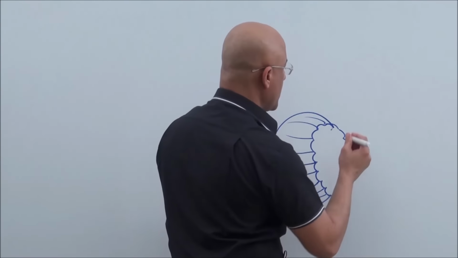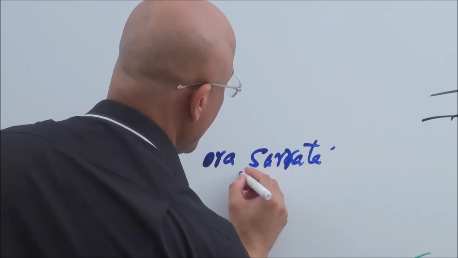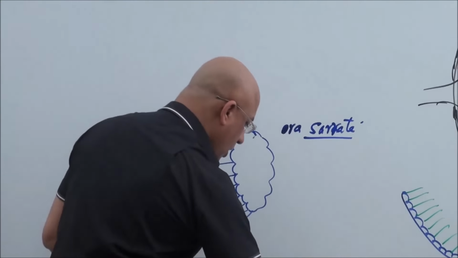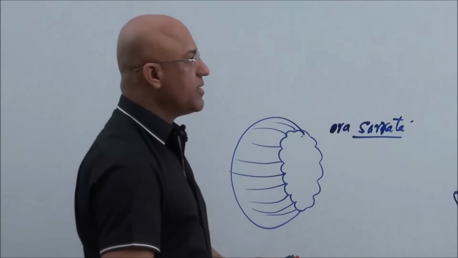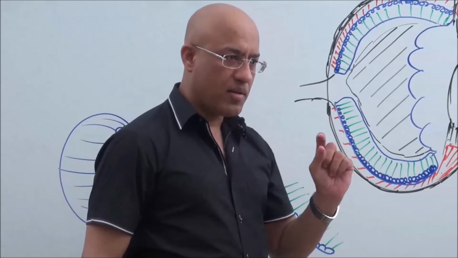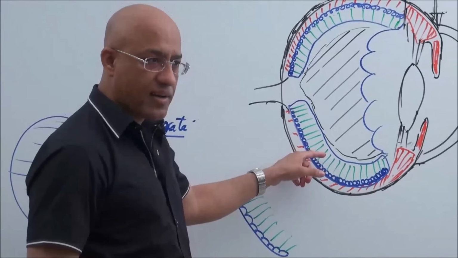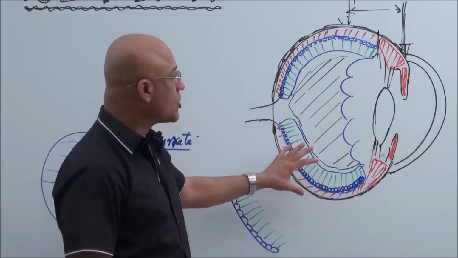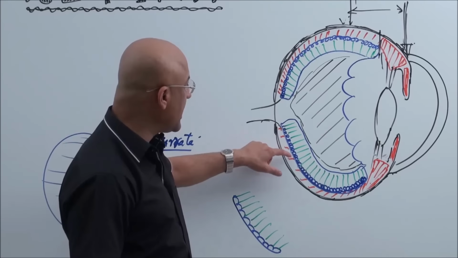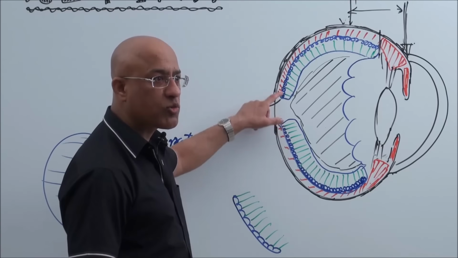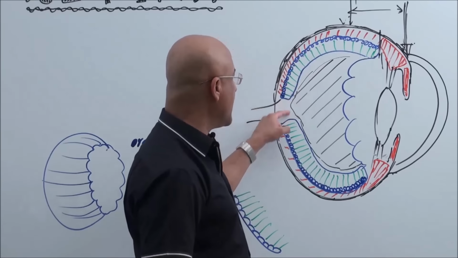What are these called? Ora serrata, right? Now, again I will repeat it. What is the retina? The retina is a very delicate membrane present within the eyeball. It is the innermost layer. Usually we say the eyeball is made of 3 concentric layers. The outermost layer is cornea and sclera. The middle layer is the uveal tract or vascular layer, which includes choroid, ciliary body and iris, and the innermost layer is the retina.